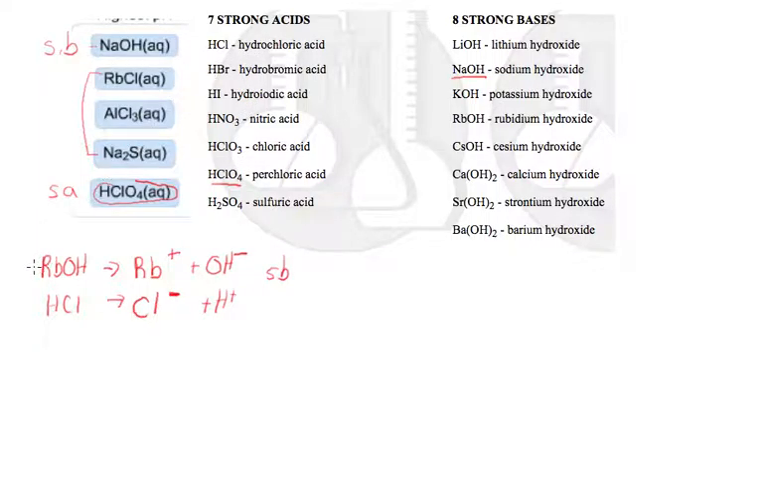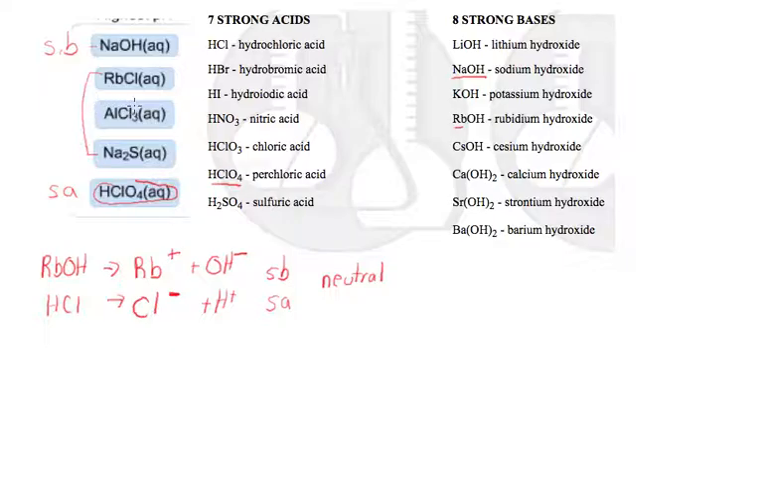So here, rubidium hydroxide is a strong base, hydrochloric acid is a strong acid. So put these two things together and you get neutral. Okay.